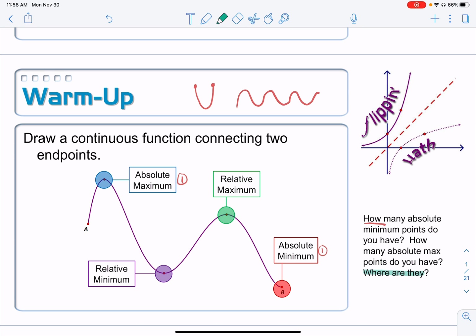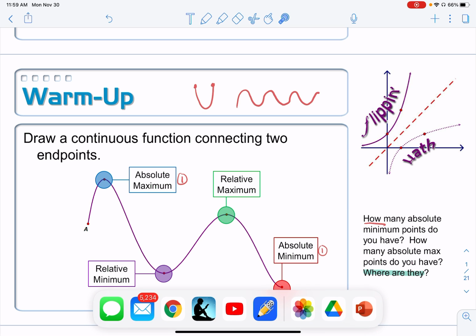So notice that on this first one, absolute minimum, it happened at an endpoint. And then our absolute maximum, it happened at one of these kind of turning points here, right? And that's always going to be the case. It's always going to happen at a turning point or one of the endpoints. It's part of what this lesson's all about.